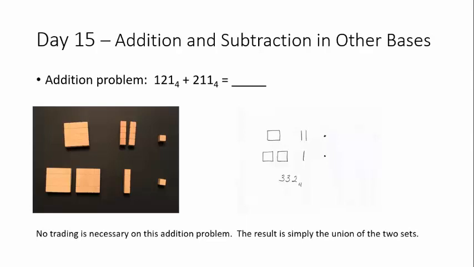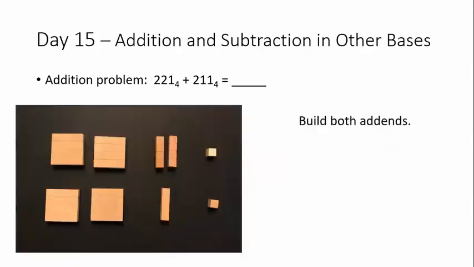In the illustration on the right, you'll see where I've drawn this. Notice I use the symbols for the flat, the rods, and the unit. When we add, we're just combining. There's no trading necessary in this addition problem. I end up with 3 flats, 3 rods, and 2 units. And this is in base 4. So the sum is represented 332 base 4.